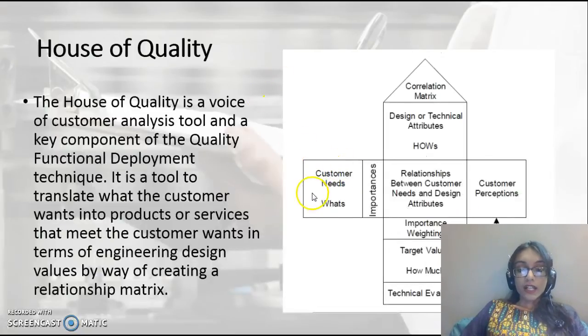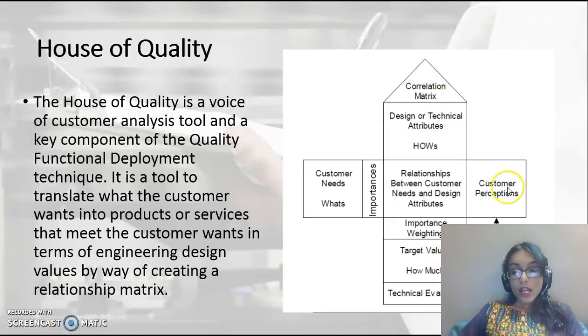It has in the left wing the customer needs, which is exactly what your customer wants. Here you have the importance of each customer need and want, the weightage assigned to each customer need. Then you have the design or technical attributes over here which are used to meet those customer needs. In the center we have the matrix which shows the relationship between each customer need and the different attributes which can contribute towards meeting those needs. The correlation matrix on the roof of this house shows the relationship between each technical attribute.